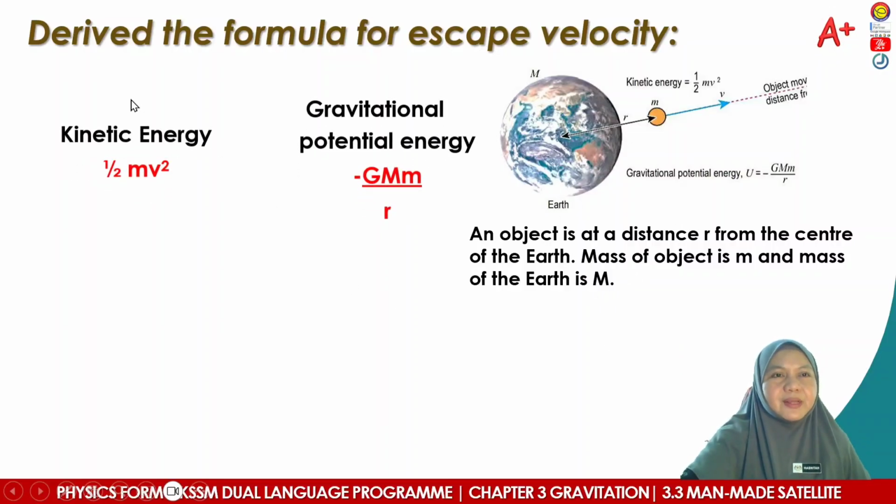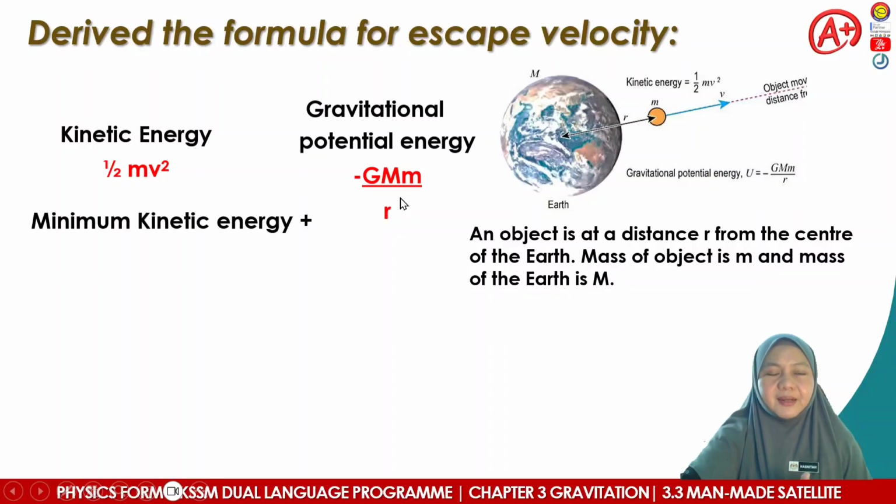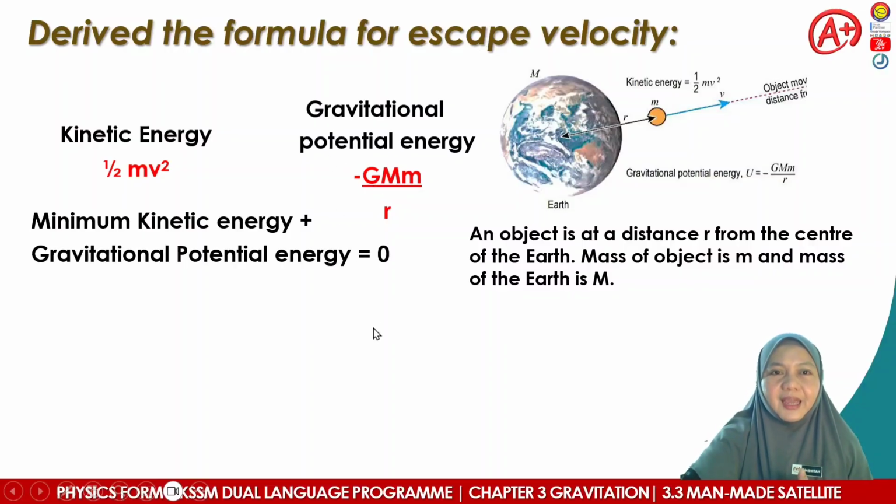So this is the formula for kinetic energy. Any moving object possesses kinetic energy. Yes, kinetic energy is half mv squared. And for gravitational potential energy, it is given by this equation, negative GMm divided by r, right? So remember, in order to achieve escape velocity, the minimum kinetic energy must be equal in magnitude to the gravitational potential energy.